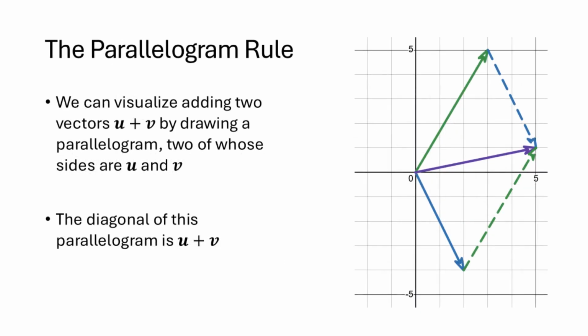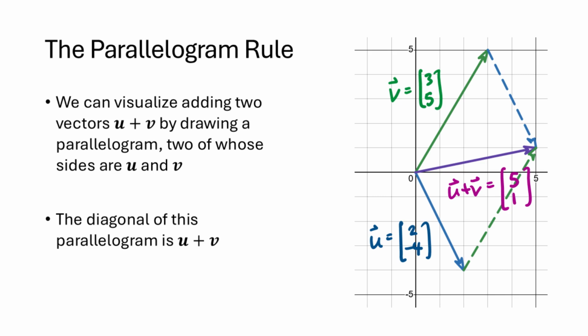We can visualize adding two vectors with something called the parallelogram rule. To add the vectors here, so the blue vector and the green vector added together, we draw a parallelogram, two of whose sides are the vectors u and v. We draw another copy of u pointing from the head of v, and we draw another copy of v pointing from the head of u. This creates a parallelogram, and the diagonal of that parallelogram that also has its tail at the origin is the sum u plus v.